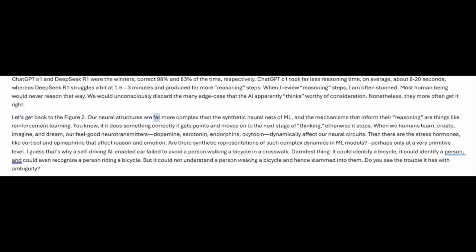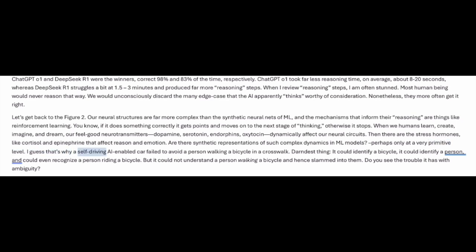Our neural structures are far more complex than the synthetic neural nets of ML, and the mechanisms that inform their reasoning are things like reinforcement learning. You know, if it does something correctly, it gets points and moves on to the next stage of thinking, otherwise it stops. When we humans learn, create, imagine, and dream, our feel-good neurotransmitters, dopamine, serotonin, endorphins, oxytocin, dynamically affect our neural circuits. Then there are the stress hormones, like cortisol and epinephrine, that affect reason and emotion. Are there synthetic representations of such complex dynamics in ML models? Perhaps only at a very primitive level.